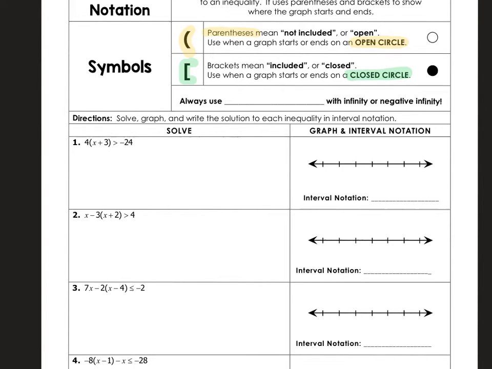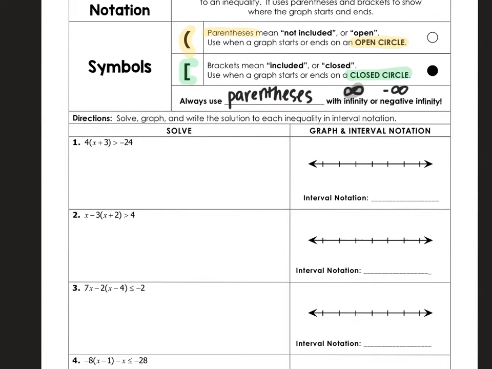It's always important to know that when we have infinity and negative infinity symbols, they look something like this. So here's our infinity symbol and then our negative infinity symbol. Every time we're going to use one of these two symbols, we want to make sure that we are always using our parentheses, because that just means that our line keeps going on forever and ever.